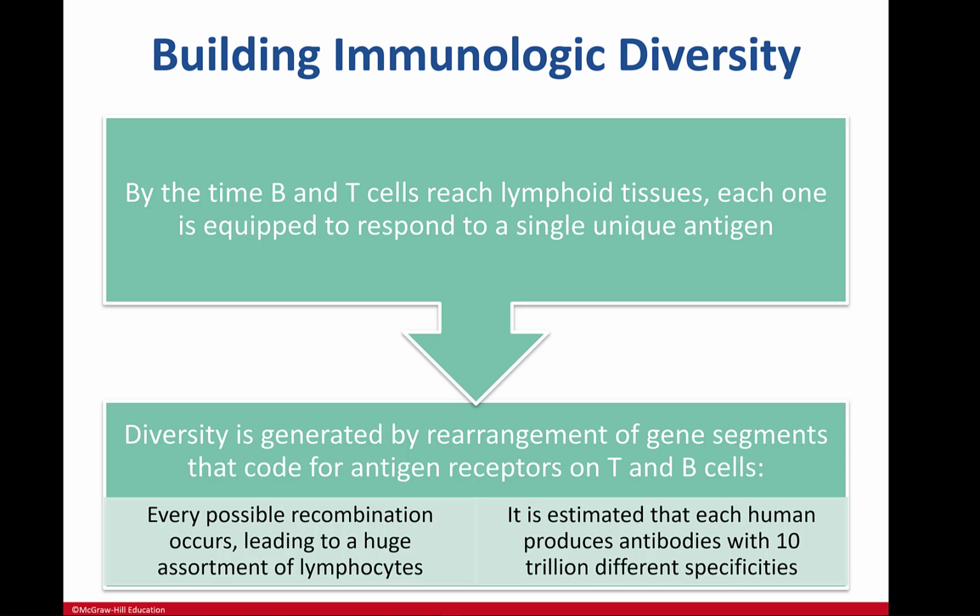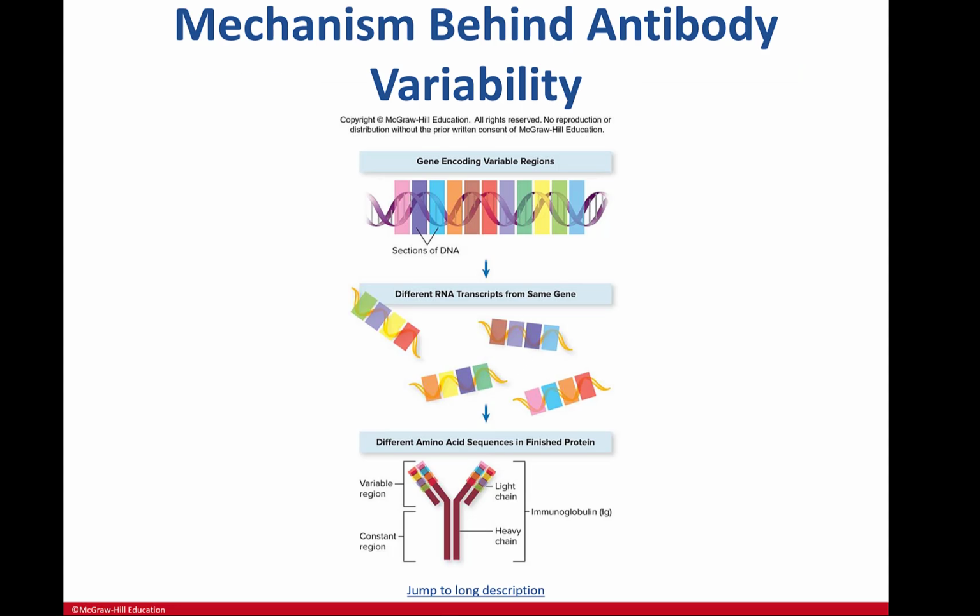By the time B and T cells reach lymphoid tissues, each one is equipped to respond to a unique antigen. That's the whole purpose of this. Diversity is generated by a rearrangement of the gene segments that code for a particular antigen receptor. Now this is what's unique. What we have are the coding regions that flip-flop. They randomly change around in these little short segments, and we've got hundreds of thousands of these things all connecting and flip-flopping in certain ways that makes a unique variable region.